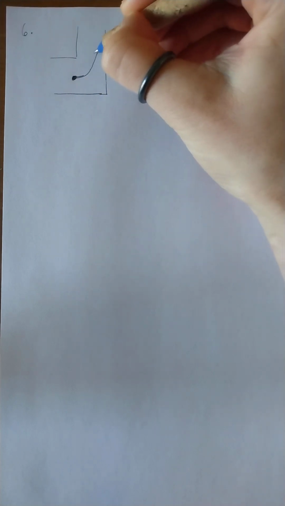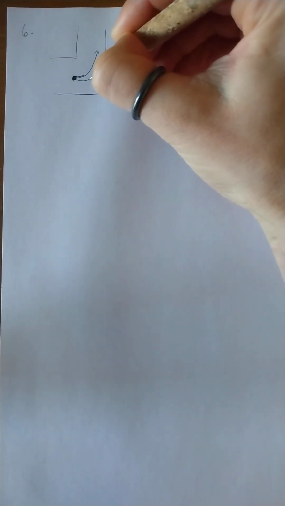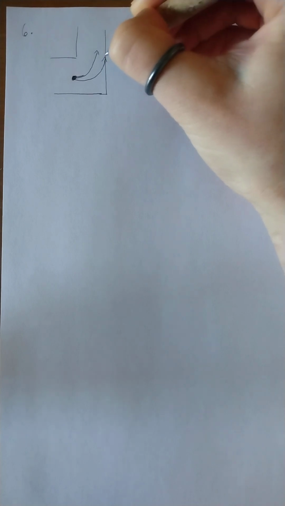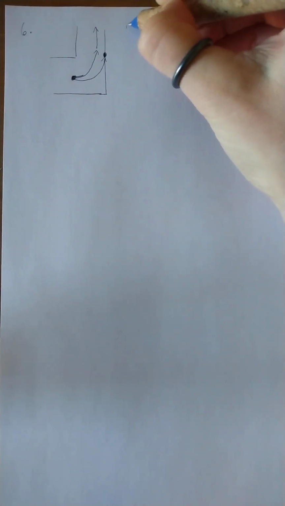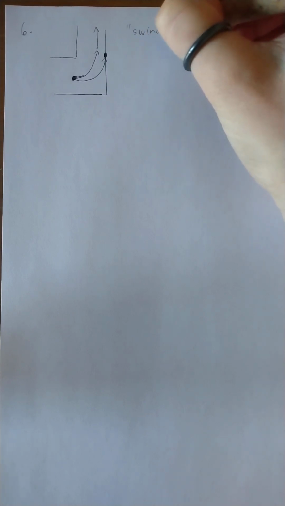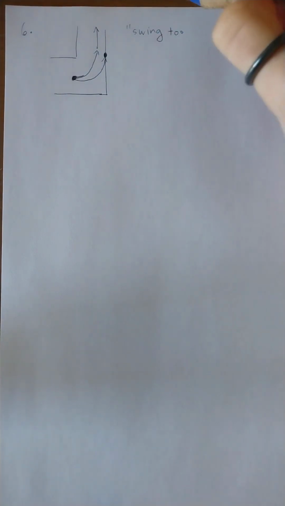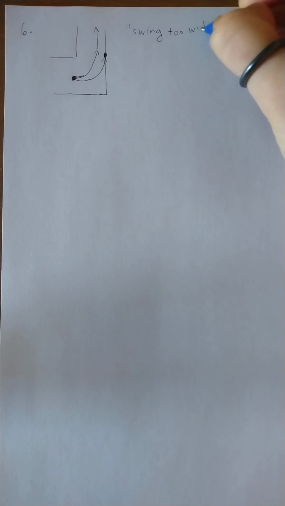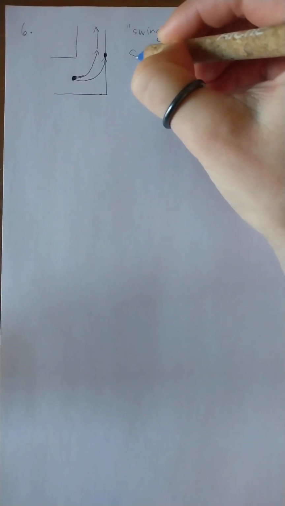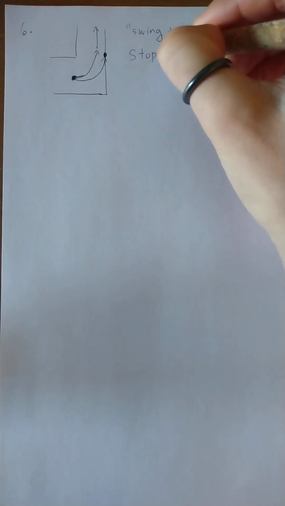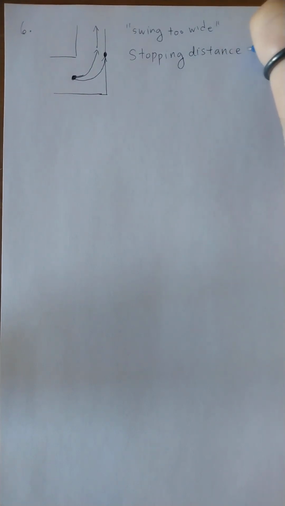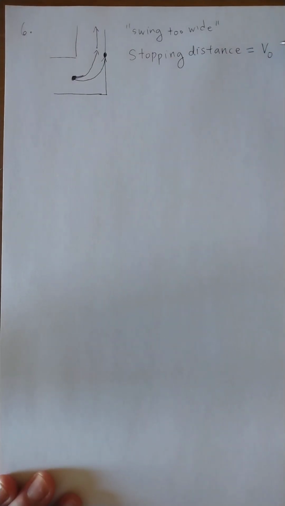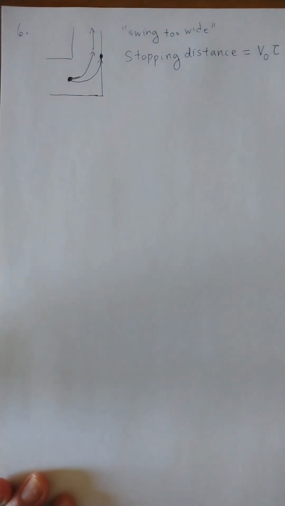So we can imagine different trajectories of the particle as it comes around the wall. If it kind of swings too wide, then it will hit the wall. If it doesn't swing too wide, then it won't. A way to quantify this idea of swinging too wide is what we defined as a stopping distance. So stopping distance is the initial velocity of the particle times its relaxation time, v naught times tau.